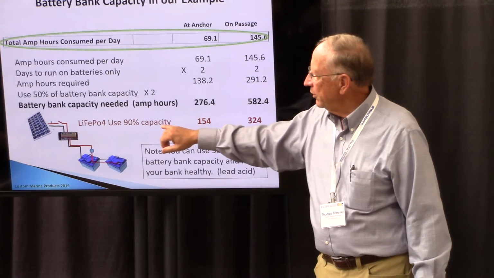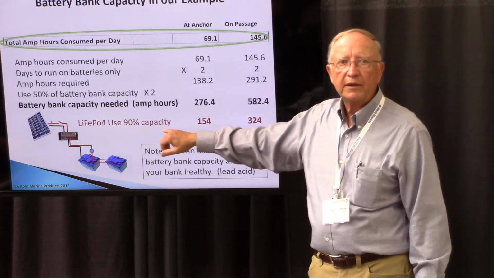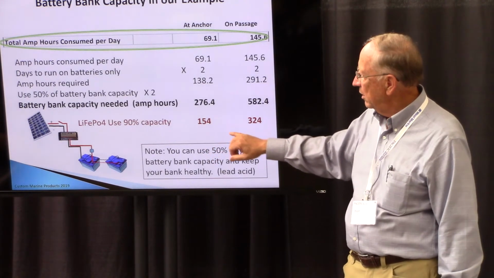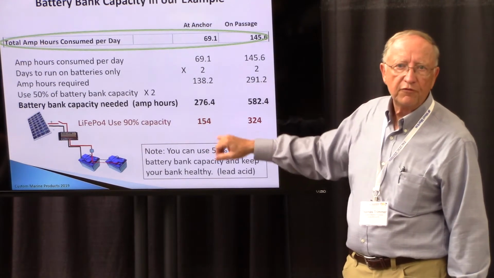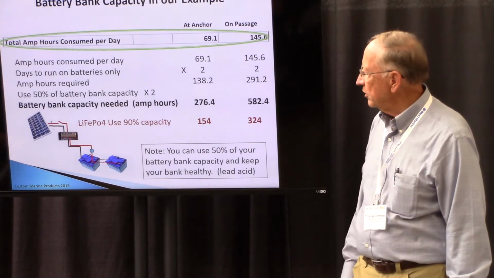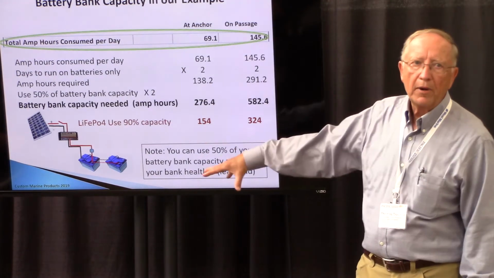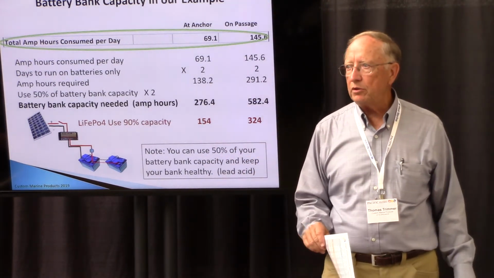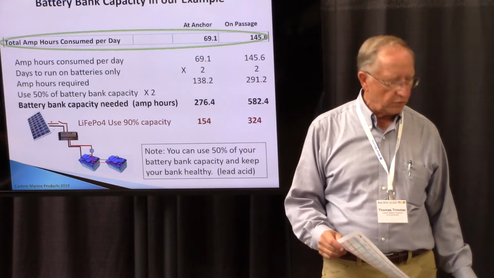Now, if I'm using lithium iron phosphate, where I can use 90 to 95% of my battery capacity instead of just 50, I only need 154 amp hours of capacity. So we can ballpark with this exercise a little bit on how much battery we have. Is it enough for what we do?